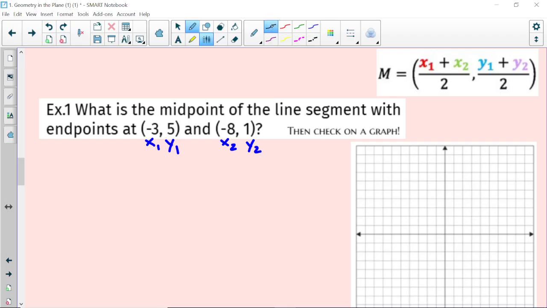Okay, I'm going to rewrite the formula because I don't believe that you guys have this formula on the inside of your notes. And it's always good practice just to repeat writing down that formula. So M, which stands for midpoint, equals, and then we're going to do a parenthesis. We're doing parentheses x1 plus x2, because we're adding our x values together. x1 plus x2. That entire top piece is divided by 2.